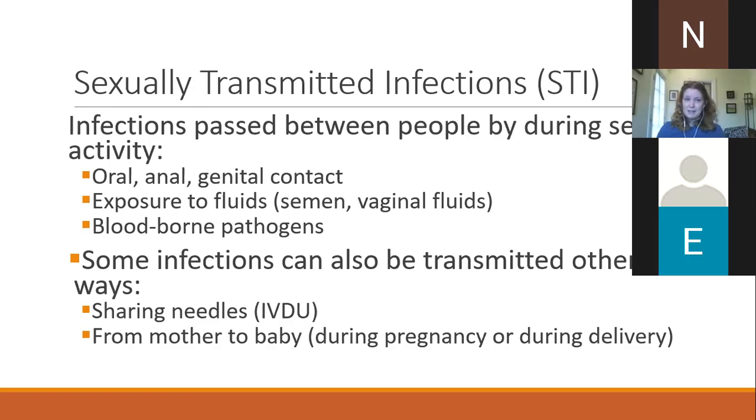Okay, so sexually transmitted infections. These are infections simply passed between people having sex, and it encompasses a whole lot of different kinds of sexual activity. Depending on which STI you're talking about, it can be transmitted orally, anally, or through genital skin-to-skin contact. Some of them can be transmitted by exposure to fluids, semen or vaginal fluids. Others can get in the blood. And some of these same infections can also be transmitted other ways. For example, hepatitis B by sharing needles, or from mother to baby during pregnancy.